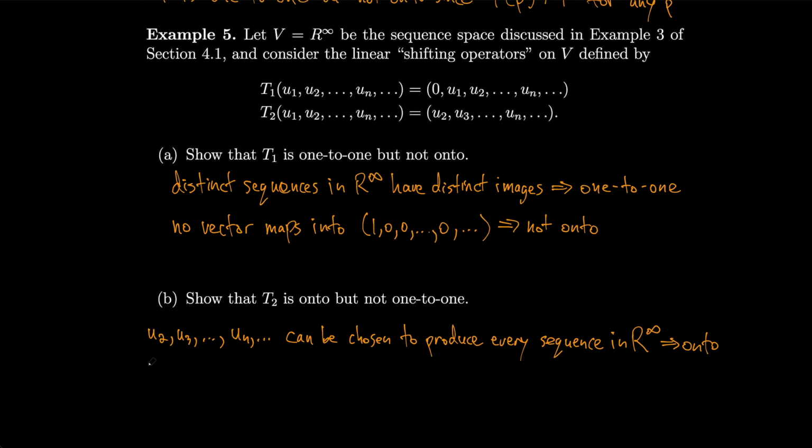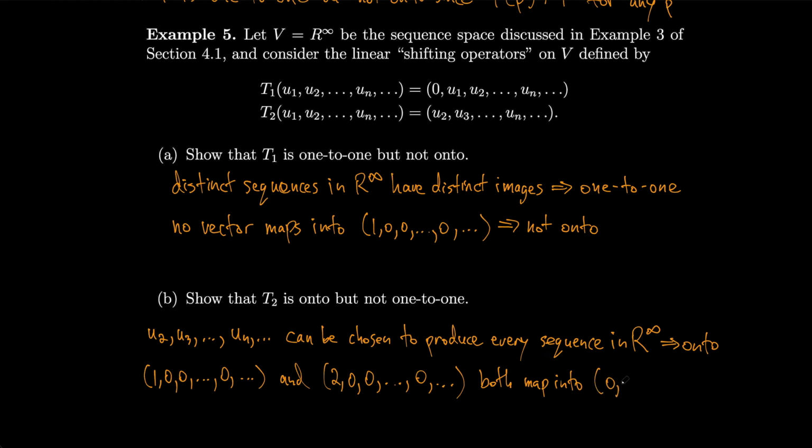u1. So for example, if I looked at the vector 1, 0, 0, and the vector 2, 0, 0, well, those both would map into the vector 0, 0, 0, because it just drops the 1 and the 2 either way. So they both produce the same vector, it must not be 1 to 1.